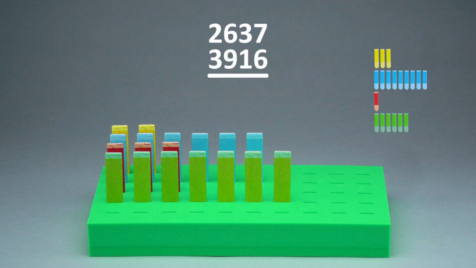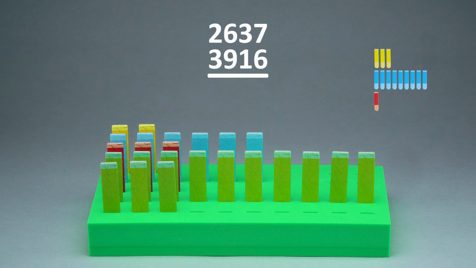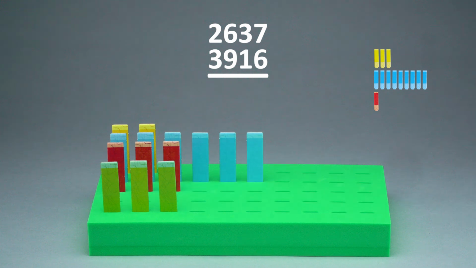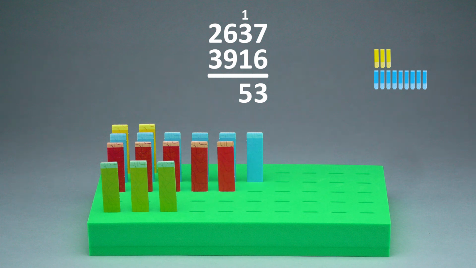2,637 plus 3,916. We start by adding up the ones. 7 plus 6 equals 13. We swap 10 ones for a single 10. We continue by adding up the tens. 1 and 3 and 1 equals 5.